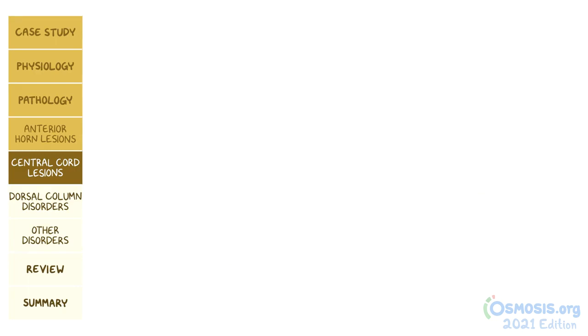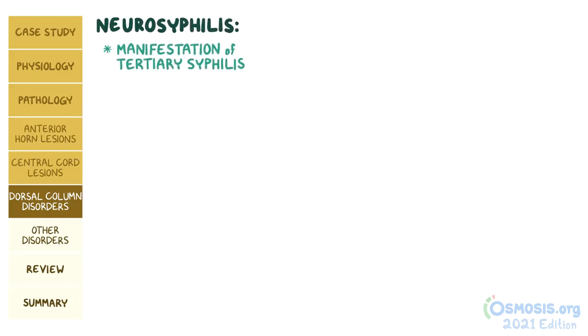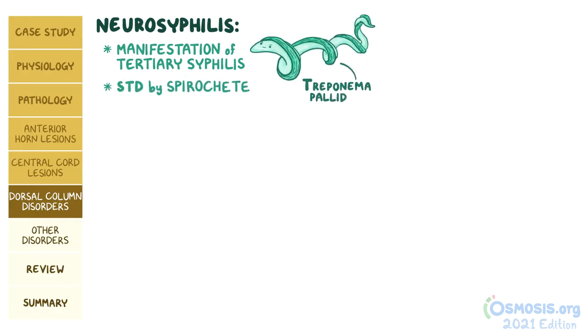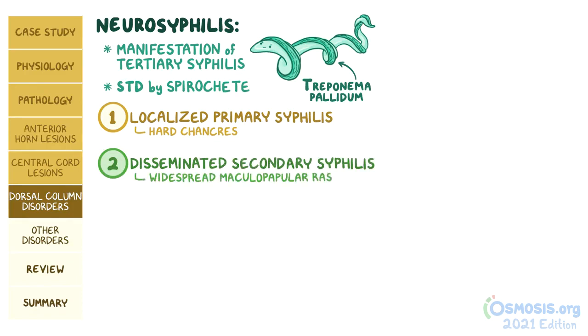Now, let's move on to disorders that primarily affect the dorsal column. Here we have neurosyphilis, which is a manifestation of tertiary syphilis. Syphilis is a sexually transmitted disease caused by the spirochete Treponema pallidum. The first stage of the disease is localized primary syphilis, and this produces hard chancres. The second is disseminated secondary syphilis, which produces a widespread maculopapular rash.